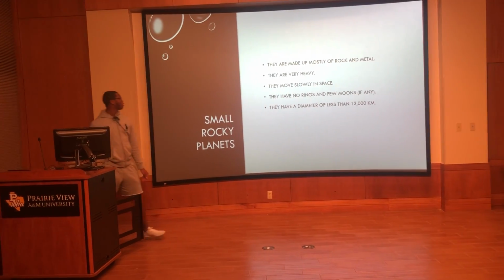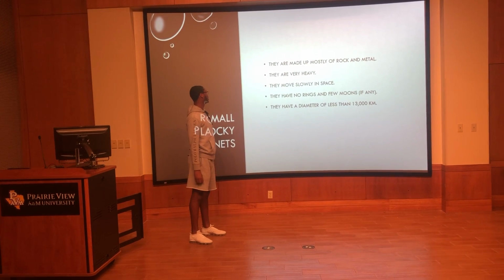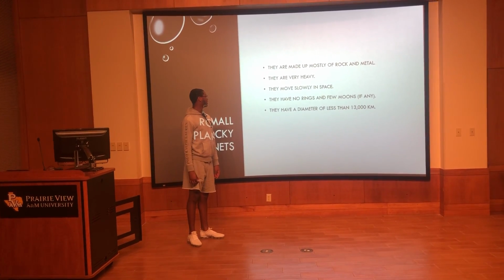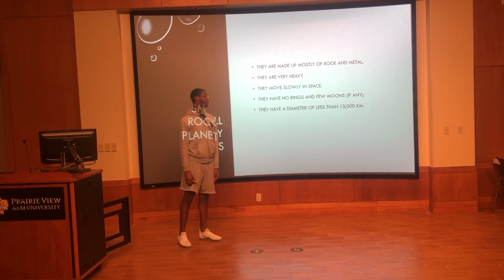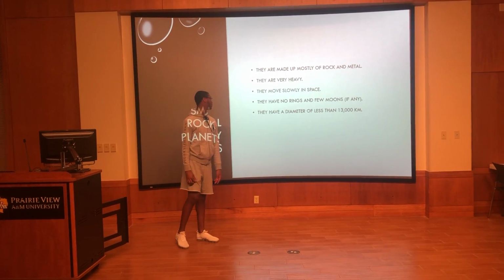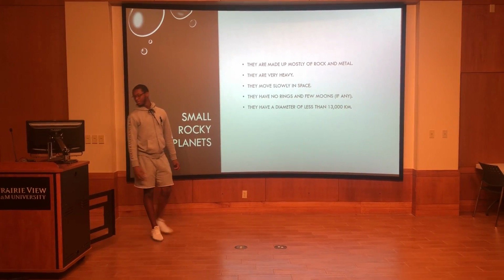Okay. So we have here the small rocky planets. As you can see, they're made up of mostly rock and metal. They are heavy. They move slowly in space, and they have no rings. If they do have moons, they have few of them. They have a diameter of less than 13,000 kilometers.